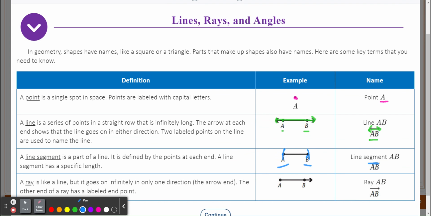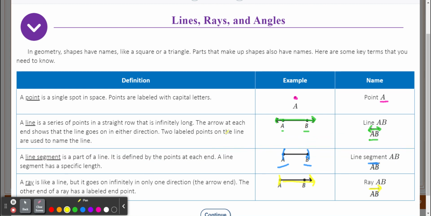Now, the last one is a ray. A ray is a combination of a line and a line segment. Notice that one side, A, is stopped, but B keeps going and going and going. So that's called a ray. A ray is a line that keeps going on one side, but it stops on the other.